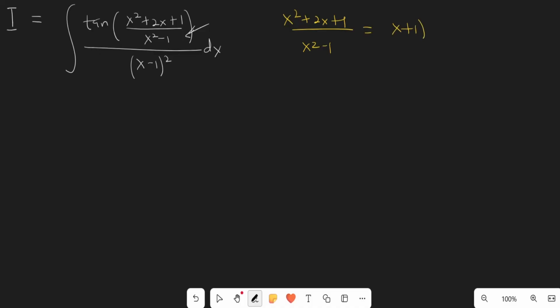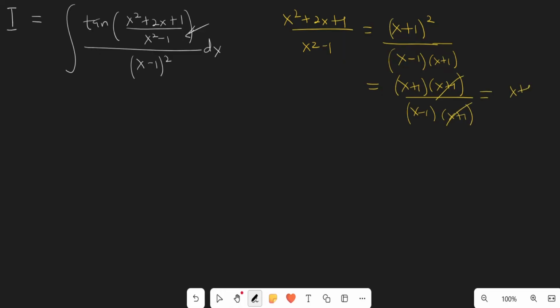This can be written as (x plus 1) all squared, right? Because if you FOIL that, that is going to give you x squared plus 2x plus 1. Divided by, this is a difference of two squares, that is (x minus 1) times (x plus 1). So this one is (x plus 1), the numerator, times (x plus 1), divided by (x minus 1) times (x plus 1). So that is equal to what? This cancels that, and I am left with (x plus 1) over (x minus 1).